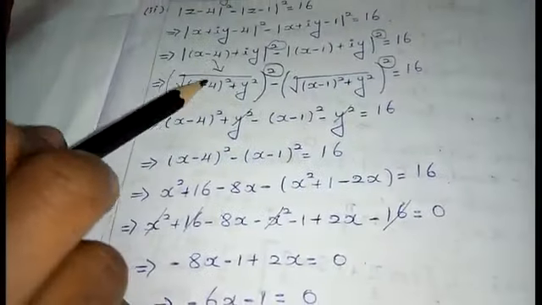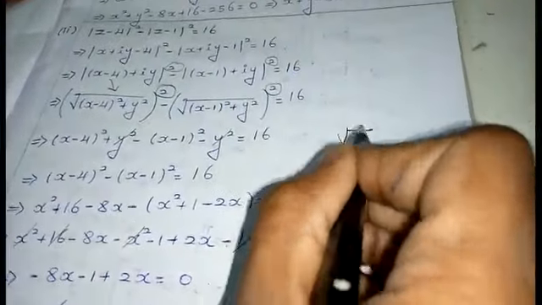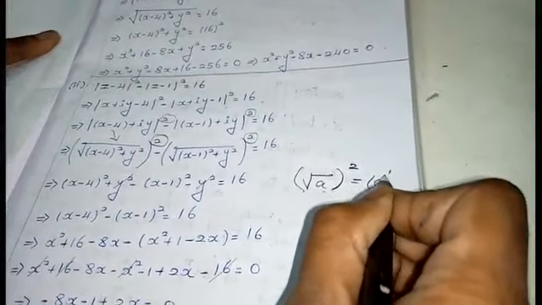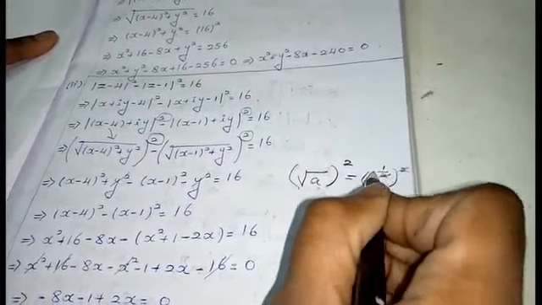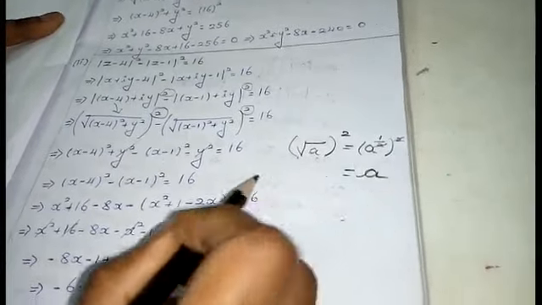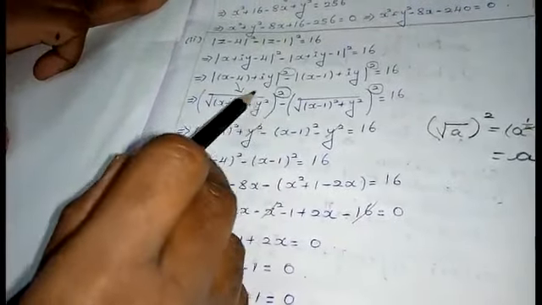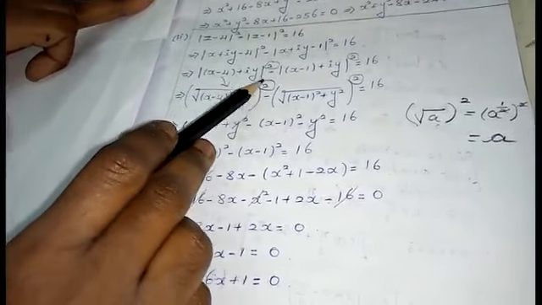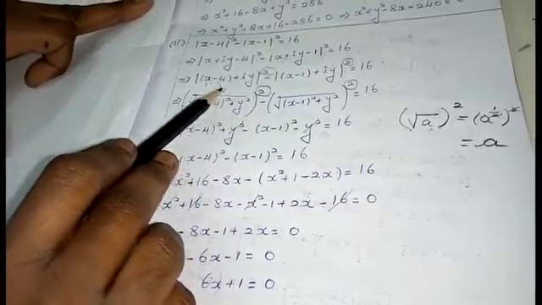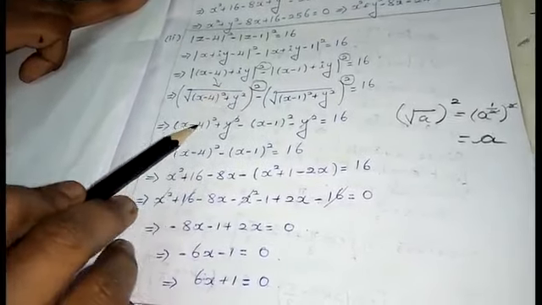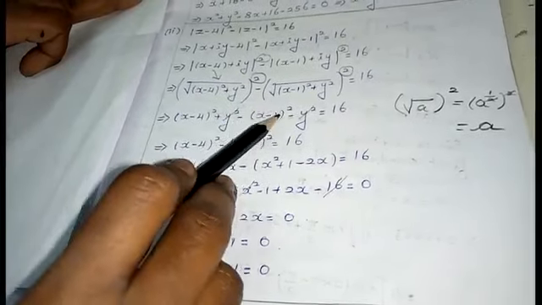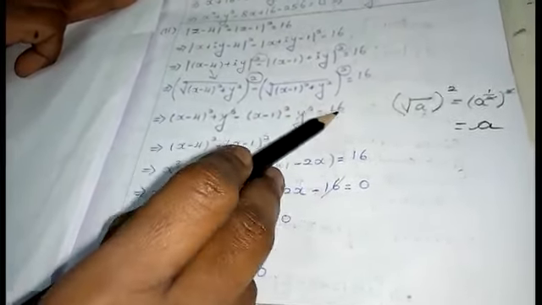If you have a term like root a the whole square, what is the meaning, students? A to the power 1 by 2 into 2. This 2 will get cancelled, so remaining I will have only a. The same way, square and root will get cancelled. Just see the powers: 2 and 1 by 2 will get cancelled, that is, the square root will get cancelled. Inside, power 2 will be as it is: x minus 4 the whole square plus y square minus x minus 1 the whole square minus y square equal to 60.